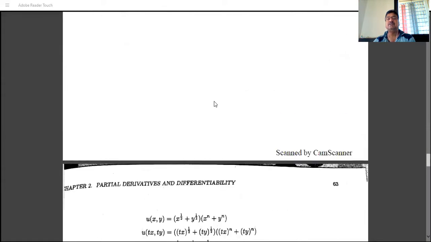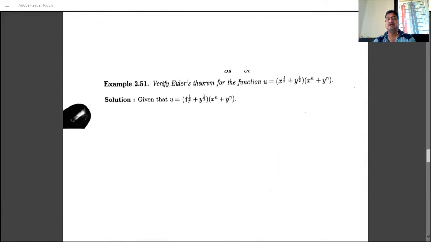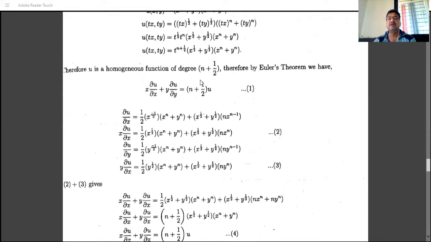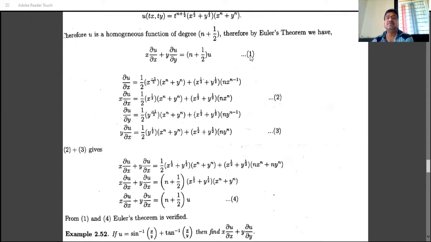So if there is division, then subtract the degrees, and if there is multiplication, then add the degrees, like the logarithmic function: log of a into b is log a plus log b, log of a by b is log a minus log b. So the degree of the homogeneous function is n plus 1/2, and therefore by Euler's theorem we have x ∂u/∂x plus y ∂u/∂y is equal to n u, where n means the degree of the function, which is n plus half, times u. So this is by using Euler's theorem.